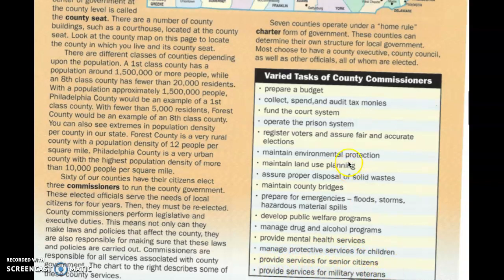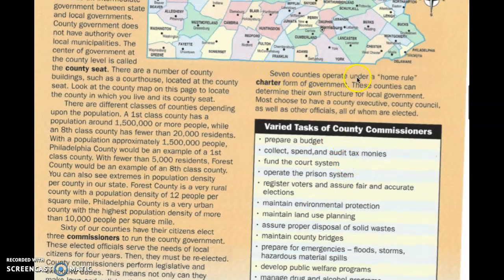services for military veterans. 7 counties operate under a home rule charter form of government. These counties can determine their own structure for local government. Most choose to have a county executive, county council, as well as other officials, all of whom are elected.